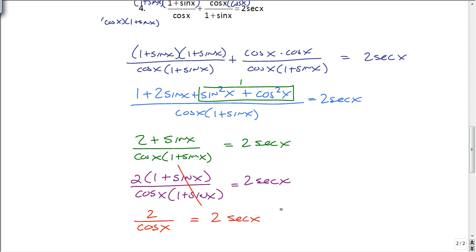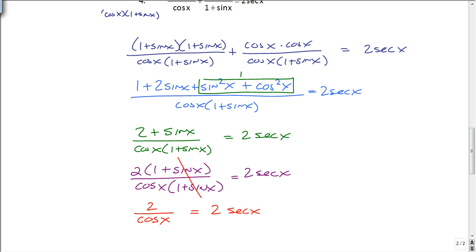And you can see the last step is to just use your reciprocal property and bring the cosine up to the top, and that'll leave you with 2 secant x is equal to 2 secant x. Okay, so that wasn't necessarily a difficult problem. It just involved multiple steps, so I just kind of wanted to show you that one.